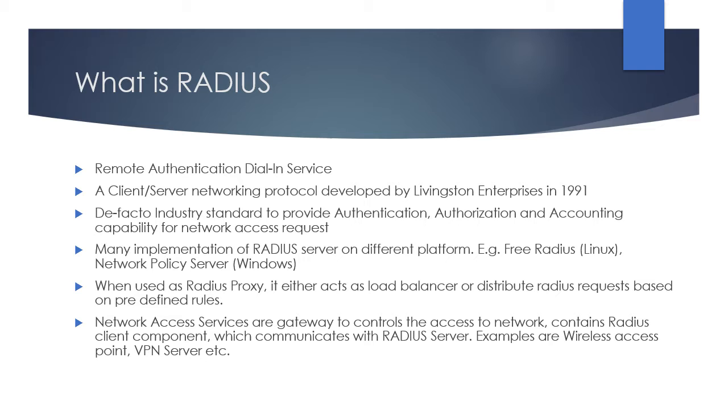Another term we will be using quite a bit is network access services. These are gateways to control access to network and use a Radius server for authentication and authorization. Examples are wireless access point, VPN server, dial-in server.